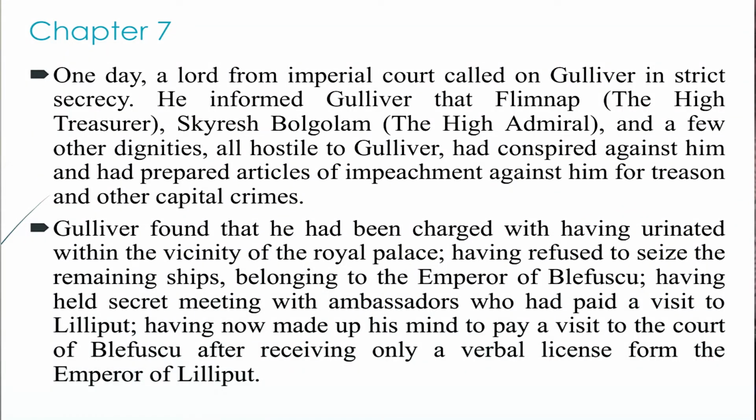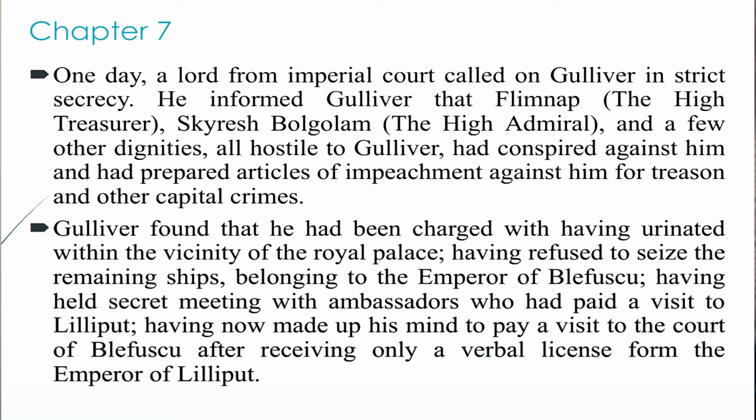Chapter 7. One day, a lord from the imperial court called on Gulliver in strict secrecy. He informed Gulliver that Flimnap, the High Treasurer, Skyresh Bolgolam, the High Admiral, and a few other dignitaries, all hostile to Gulliver, had conspired against him and had prepared articles of impeachment against him for treason and other capital crimes.